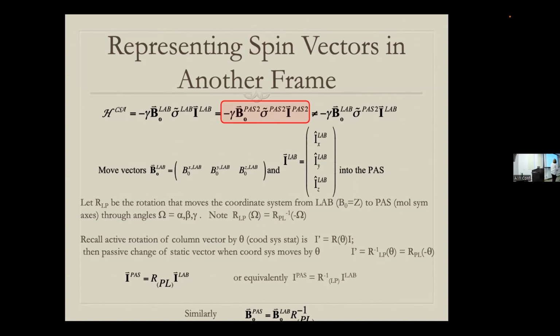Recall the active rotation of column vectors is this. Passive change of a static vector, therefore, is that. So I'm just going through the sign conventions here for you, and feel free to review that at your leisure.